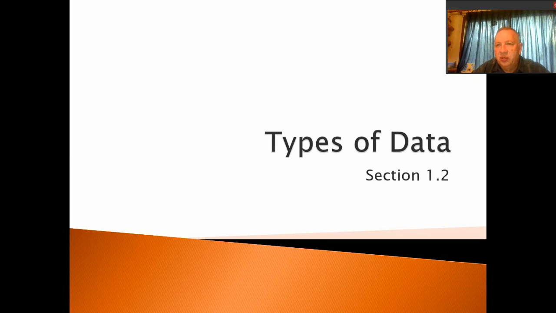We're going to talk this time with section 1.2. We're going to talk about types of data. Last time we talked about getting the data. Some ways that we talked about were sampling, doing a random sample, stratified sample, a cluster sample. Now we're going to just talk about that data that we have gotten.